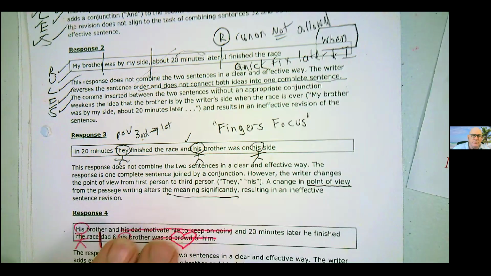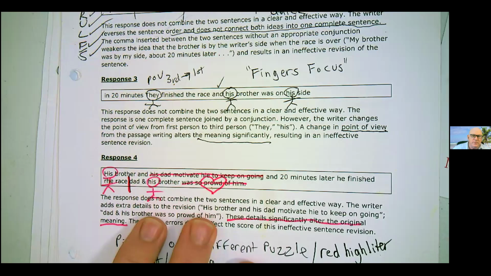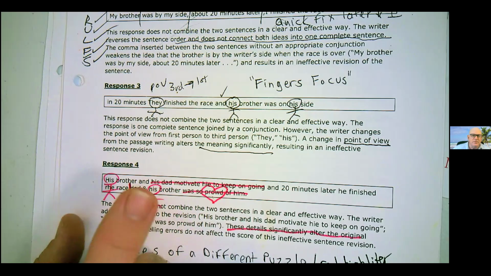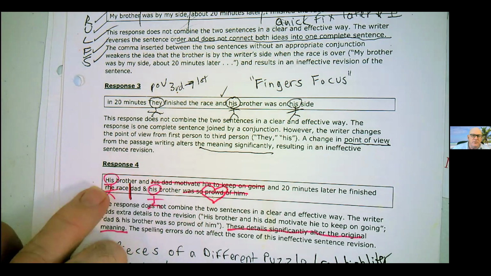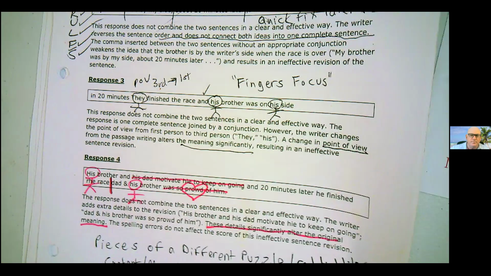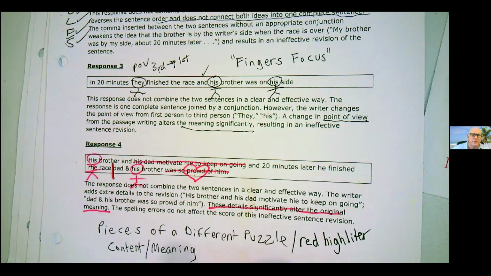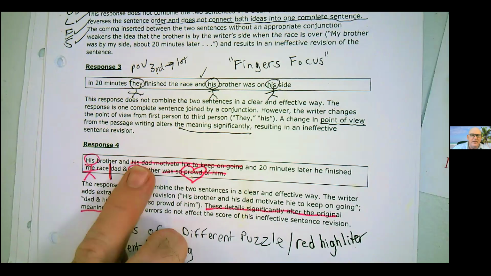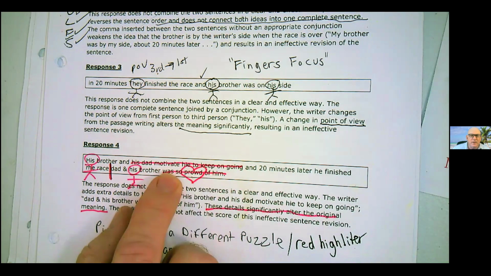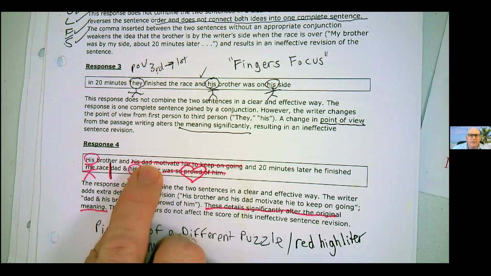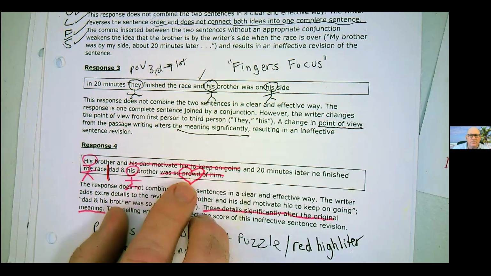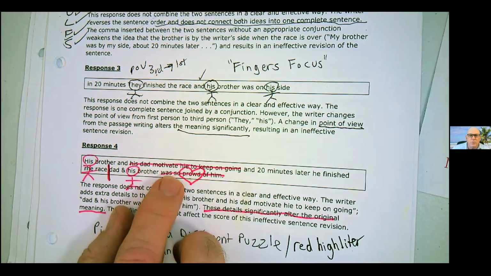Okay. The other one is pretty similar. His brother, his dad and his brother. Okay, so there's a couple of things here. First of all, the third person is not helpful. The second thing is the content they added: his dad motivated him to keep on going. Well, there was nothing about his dad, nothing about motivating, nothing about him keeping on going. That content right there switched the meaning of the sentence, and there was no emotional connection.